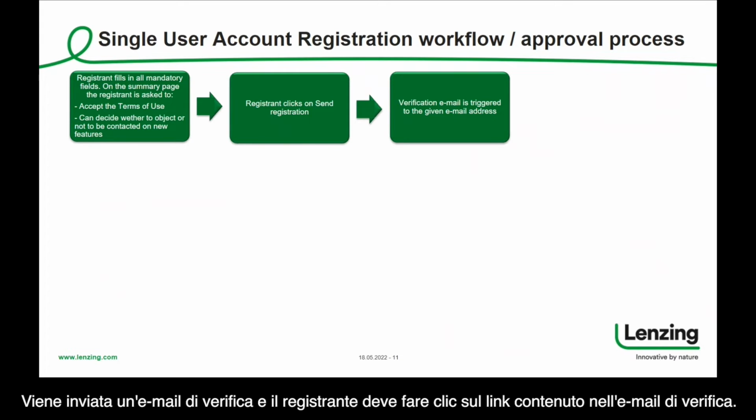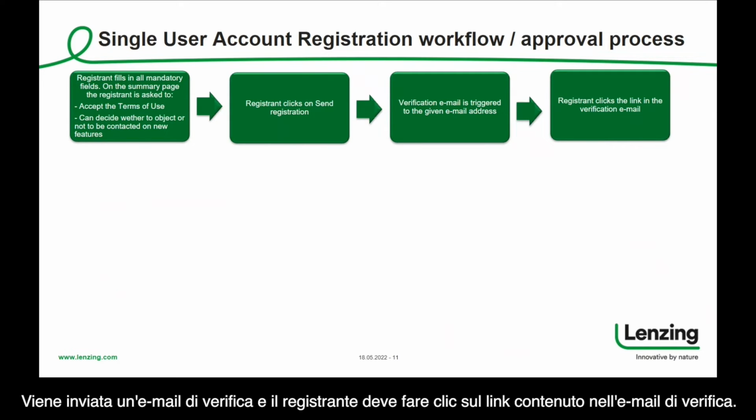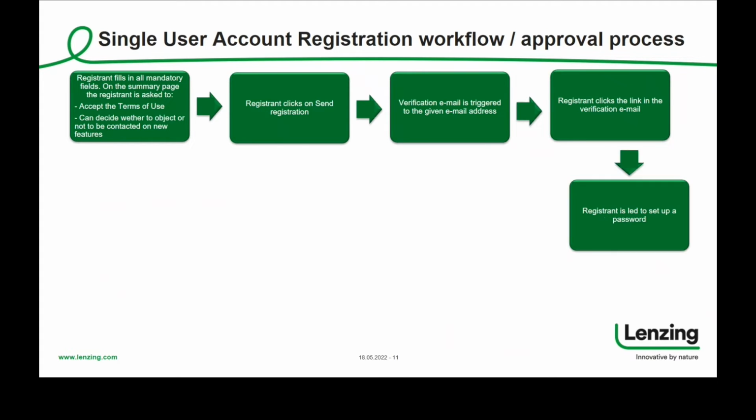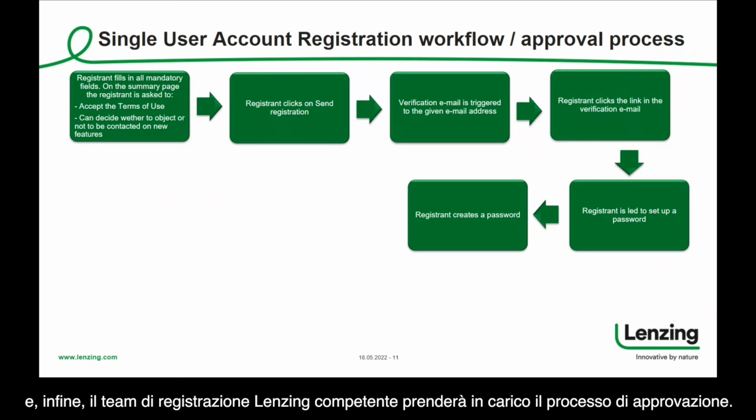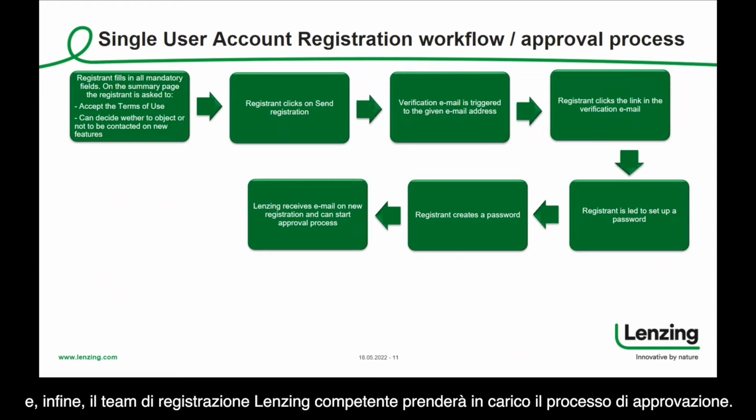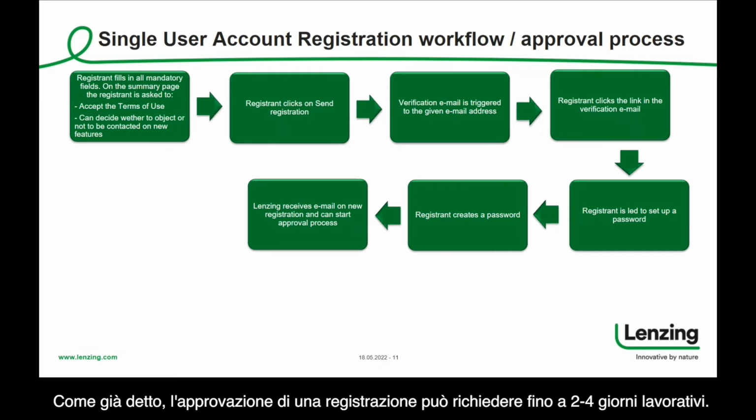A verification email is triggered and the registrant has to click the link in this verification email. The registrant is asked to set up a password, and finally, the responsible Lenzing registration team will take over and can start the approval process. As already mentioned, it can take us up to 2 to 4 working days to approve your registration.